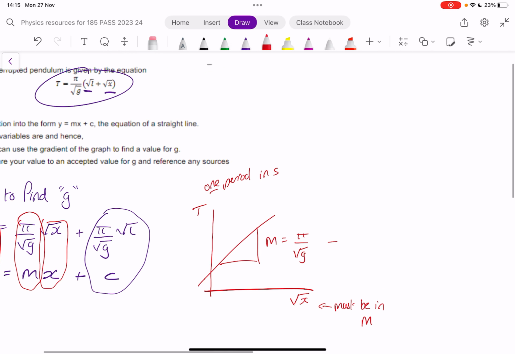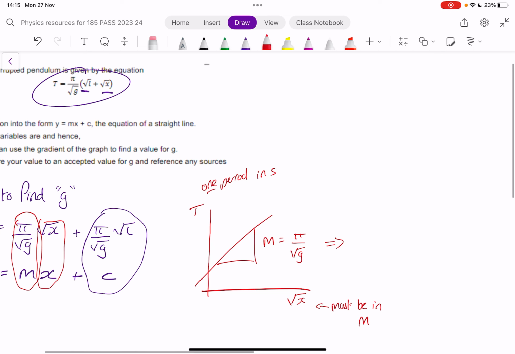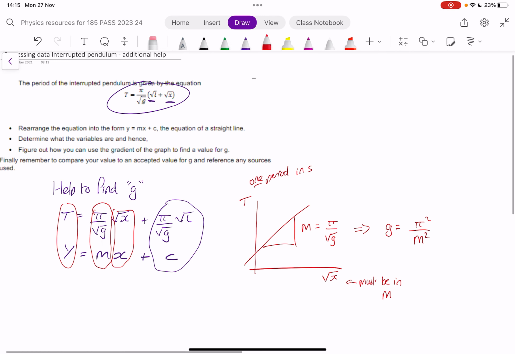So in order to get g, you take the gradient of the graph of t against root x, rearrange this for g, which gives us pi squared over m squared, where m is the gradient. So it's dead easy to get your value for G. You've just got to get your x's into meters, square root them, get your time period for one oscillation.